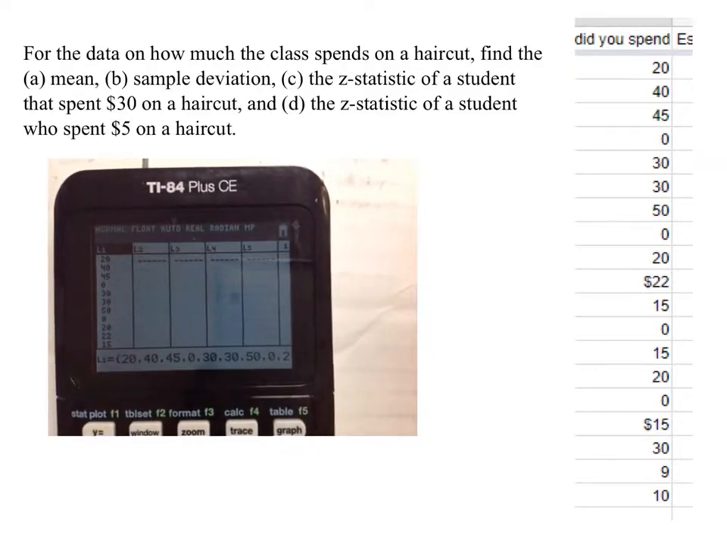So for the data on how much the class spends on a haircut, you can see the data off to the right here, and it says find the mean, standard deviation, z-statistic. So I want to point out that really nothing this problem is asking you to do will require anything other than one variable stats. But this is the first video I'm shooting where I did not order the data.